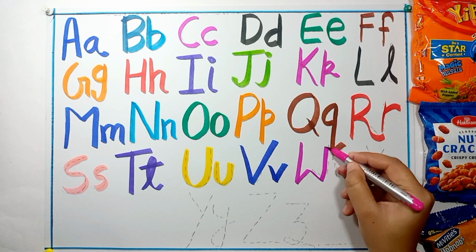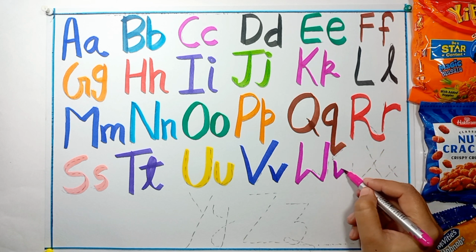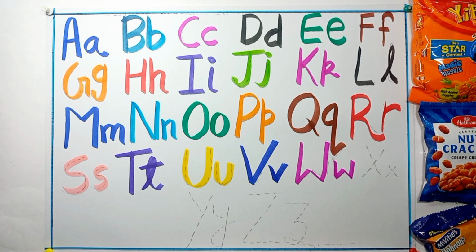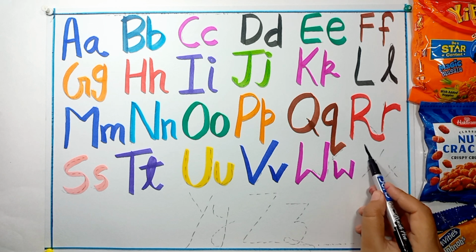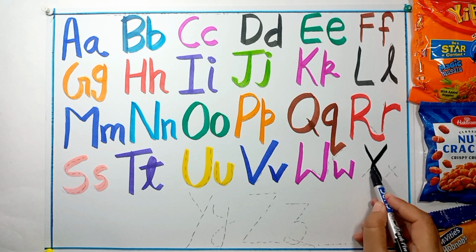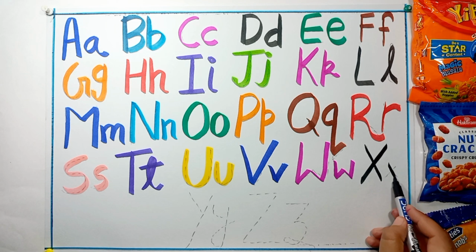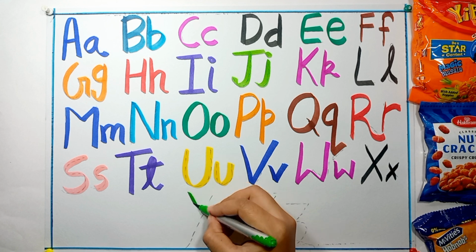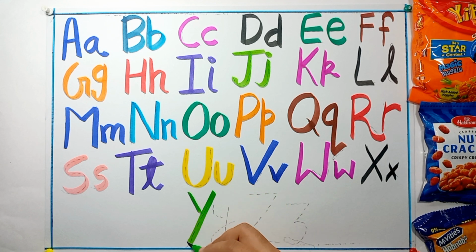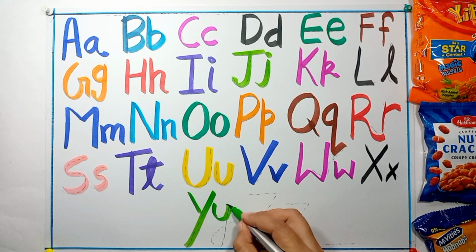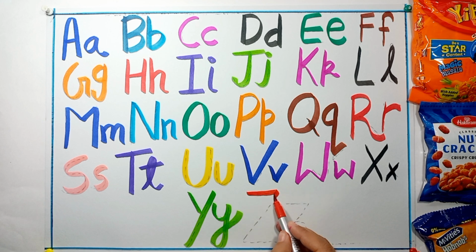W. W for watch. X. X for Xmas tree. Y. Y for yo-yo. Z.